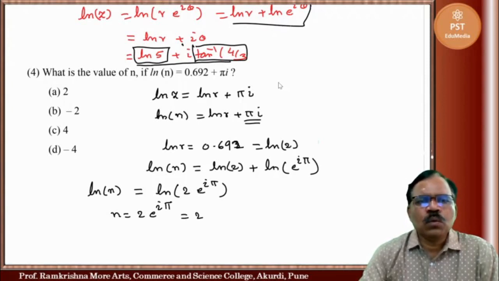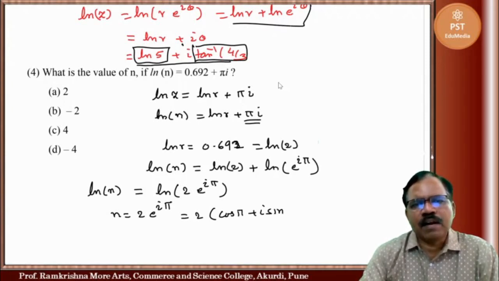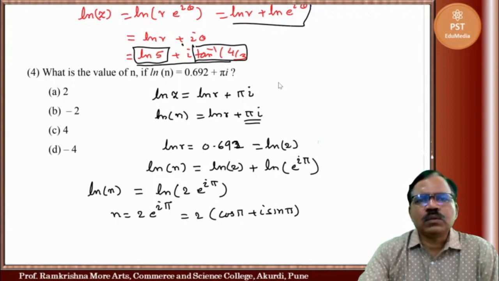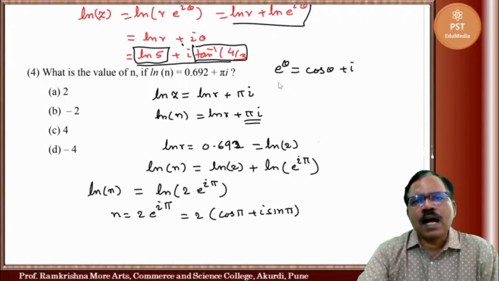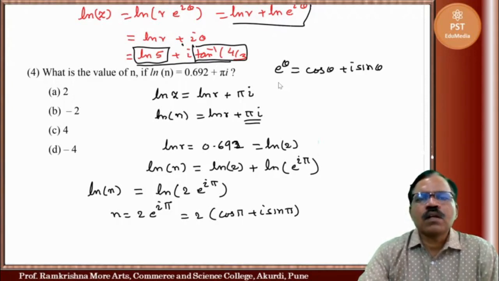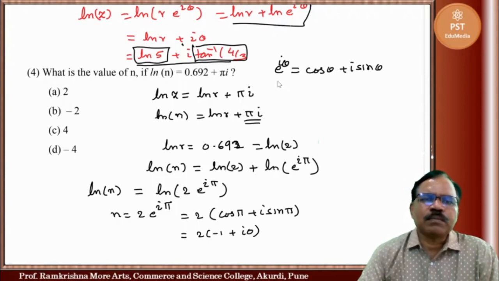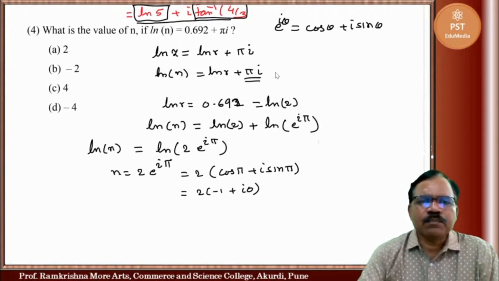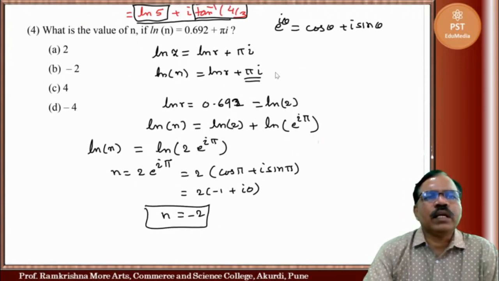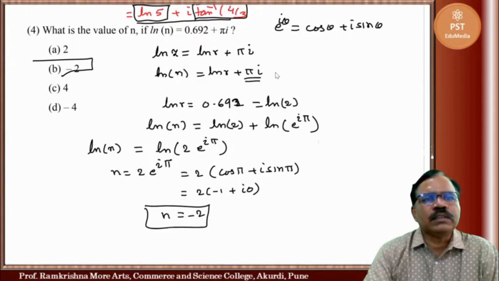Now 2 in bracket cos pi plus i sin pi, because e raised to i theta is equal to cos theta plus i sin theta. So here we get 2 into minus 1 plus i 0, because sin pi is 0 and cos pi is minus 1. So we get minus 2. So n is equal to minus 2. This is the correct answer.